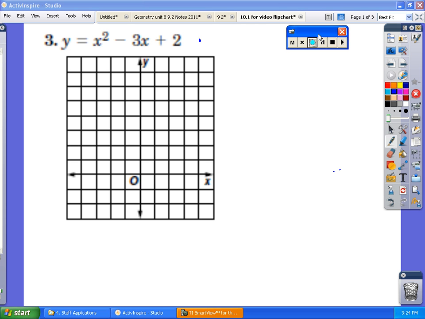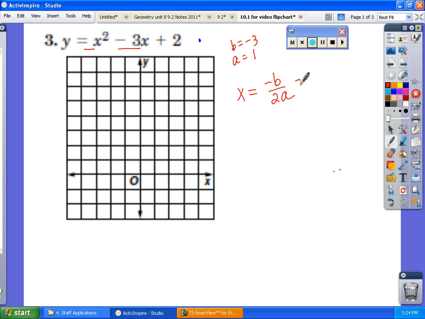Alright, so now that you got a chance to do it, the first thing we talked about in class is that you always want to find the vertex first. And the line of symmetry of the vertex is always from this formula, negative b over 2a. Remember that the b is the coefficient in front of the x, so our b is negative 3, and our a is the number in front of your x squared, so your a is 1. So when I plug that into the formula, I get negative negative 3 over 2 times 1, which gets us a positive 3 over 2.